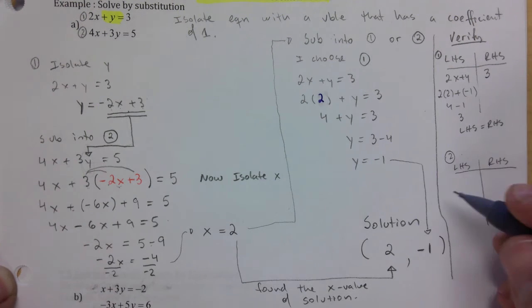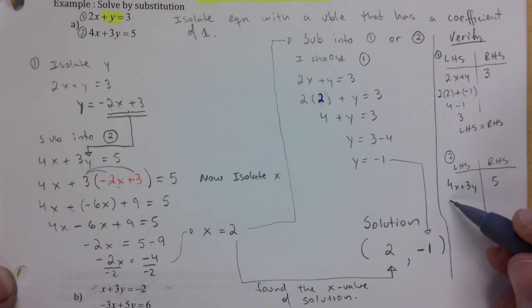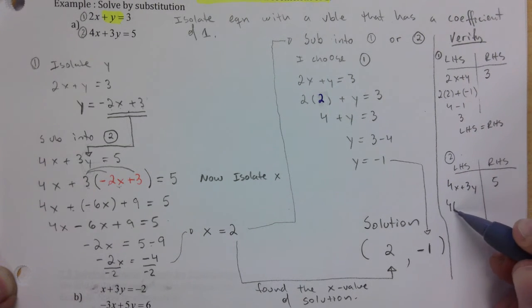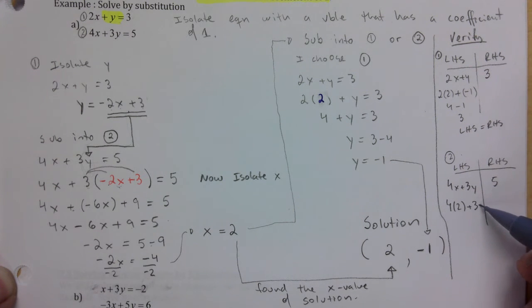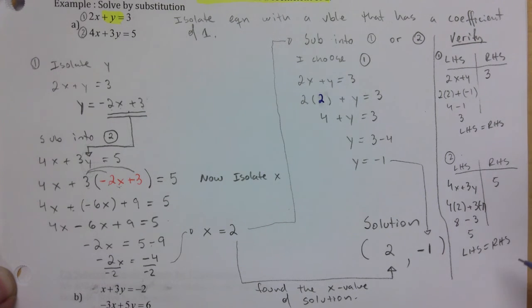I'm going to use the original, 4x plus 3y is equal to 5. We go 4 times 2. I'm using the solution here, plus 3 times negative 1. And that's 8 minus 3, that's 5. Left-hand side is equal to right-hand side. Therefore, (2, negative 1) is the solution.